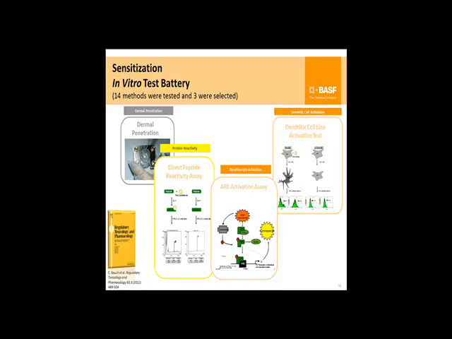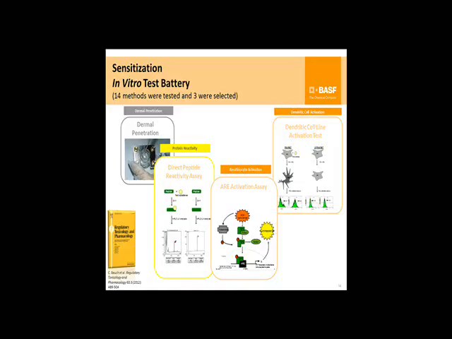So in line with the adverse outcome pathway, we were assessing protein reactivity. This has been done using the DPRA assay. We have looked at keratinocyte activation using ARE activation assays. And lastly, we have looked at dendritic cell activation using dendritic cell line activation tests.